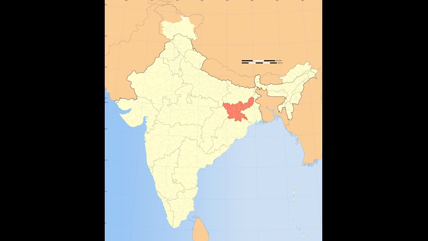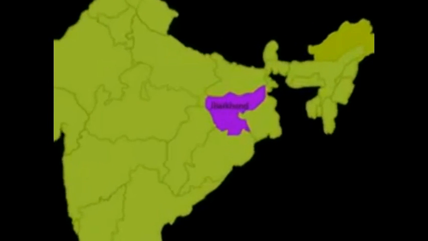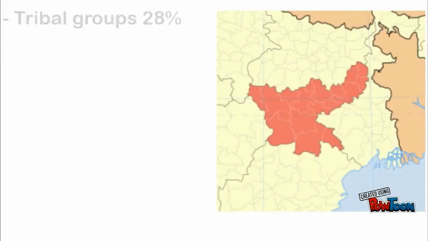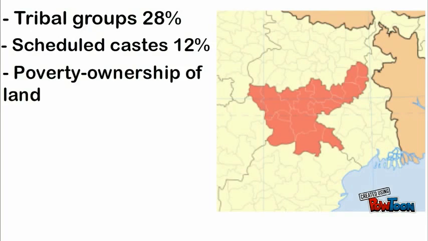The state of Jharkhand, eastern India, home to a population of almost 33 million people, 28% of which are recognized as tribal groups and 12% as scheduled castes. There are significant gaps between the rural and urban populations, and poverty is very much linked with ownership of land. Almost 30% of Jharkhand's geographical area is forests, and the majority of communities build their livelihoods around the natural forest resources.